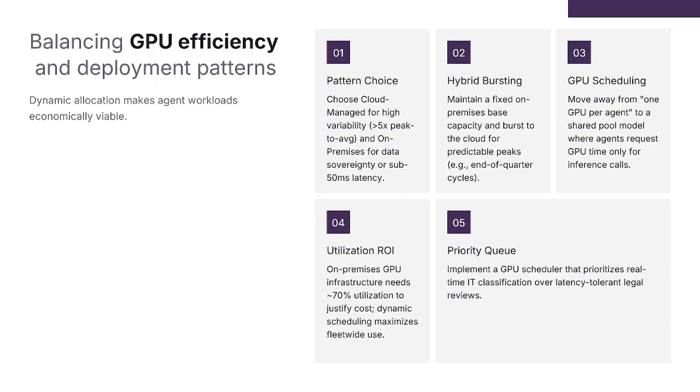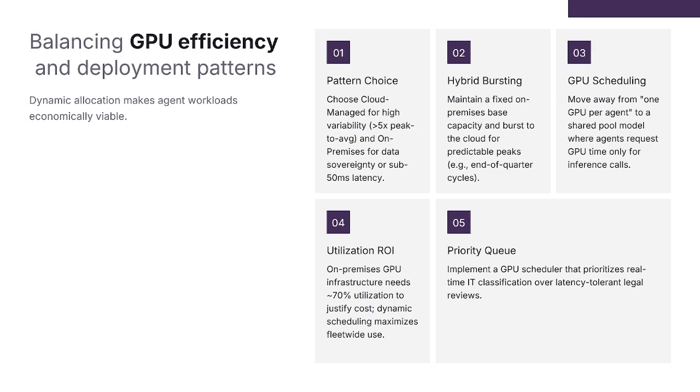So we have pattern choice. Choose cloud for high variability, and on-premise for data sovereignty and sub-50-millisecond latency. Implement hybrid bursting: maintain a fixed on-premise base capacity and burst to cloud for predictable peaks. And for GPU scheduling, move away from one GPU per agent to a shared pool model where agents request GPU time only for inference calls.